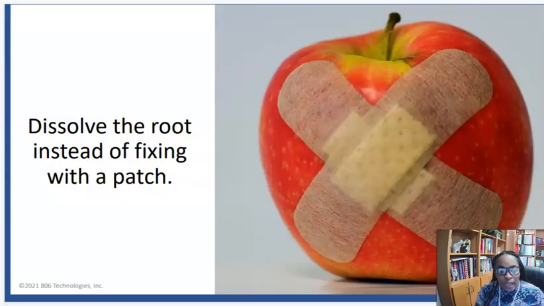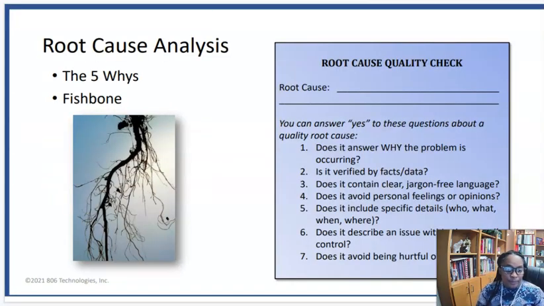So again, we're not just trying to put a band-aid over a problem. We really want to dissolve the root instead of fixing it with a patch. And so that is really key for us to be able to transform Moss into that great school that it so deserves to be and serves our community and our students and families. We cannot just keep putting band-aids over the situation. We really have to look at what are the key factors, and then how can we improve our instruction to make sure that we're getting down to the root cause of everything.